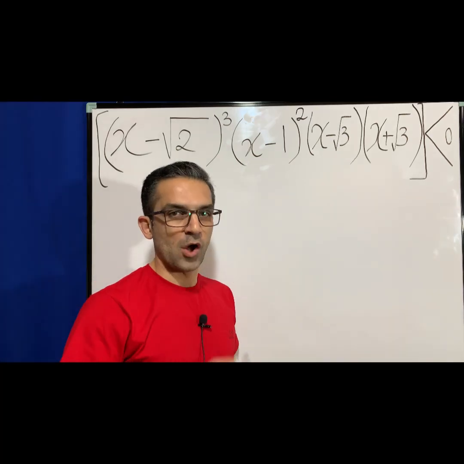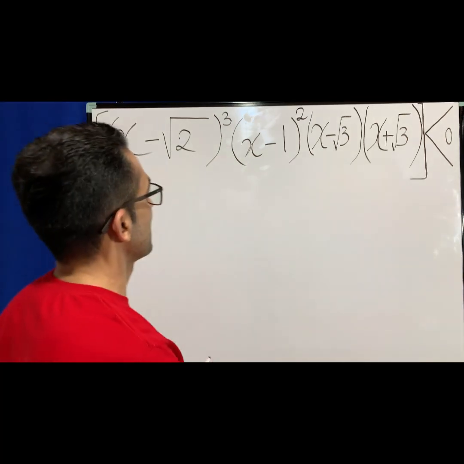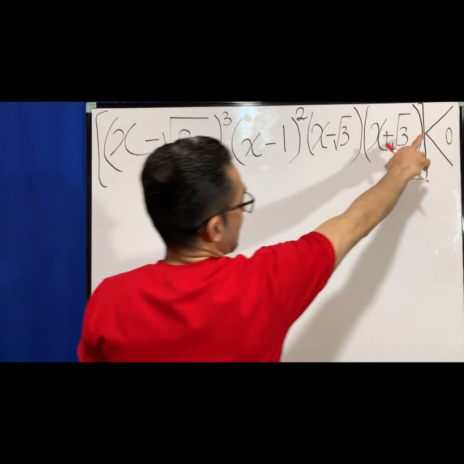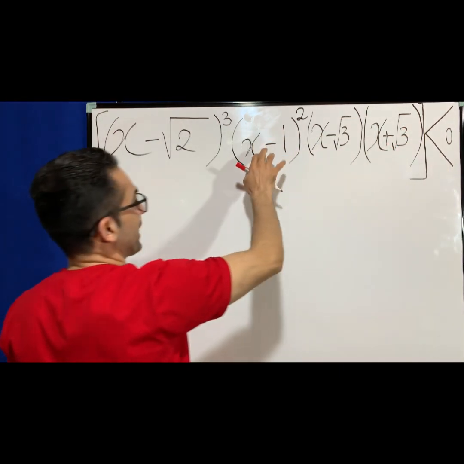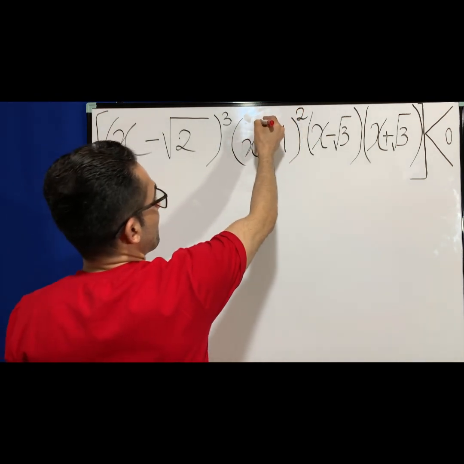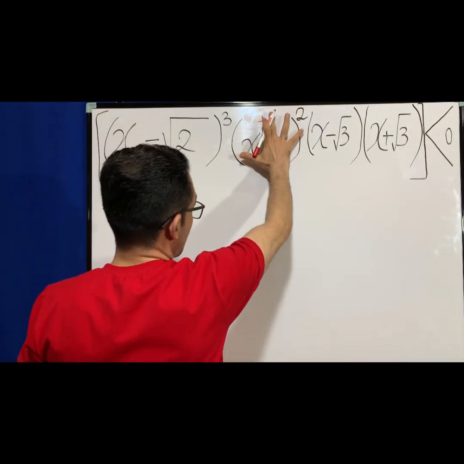That's it. Alright, now let me tell you the trick. Look, this is the polynomial inequality is less than 0. And notice here we have to the power of 2. It means all positive. So I don't do anything with it.